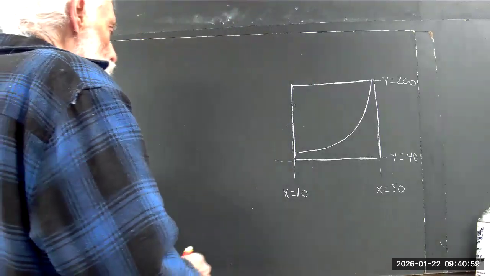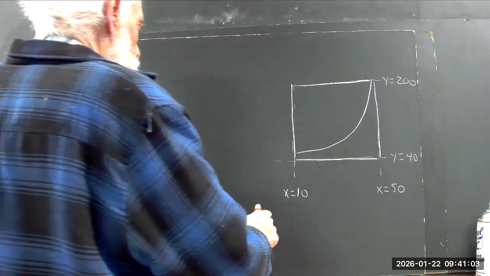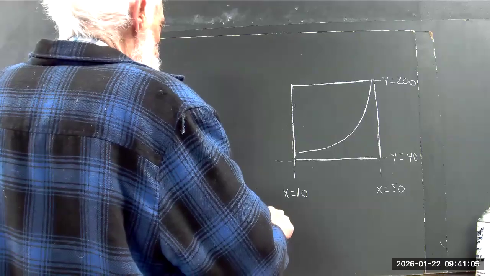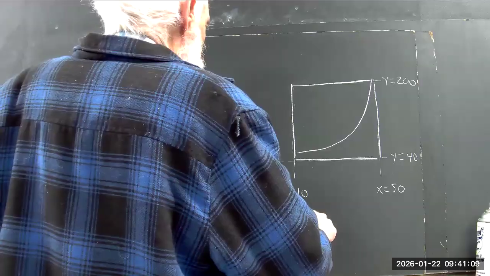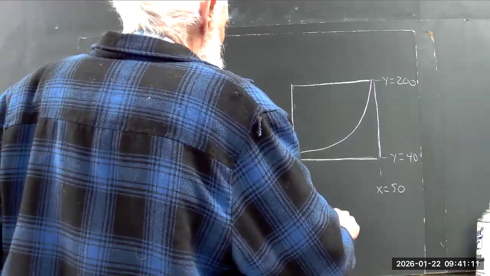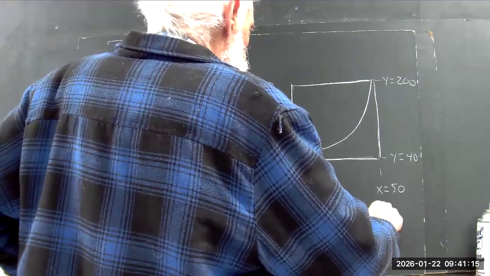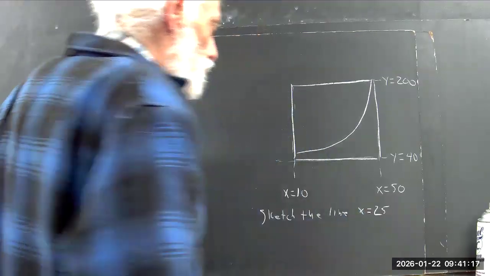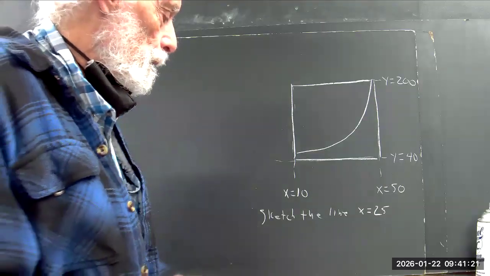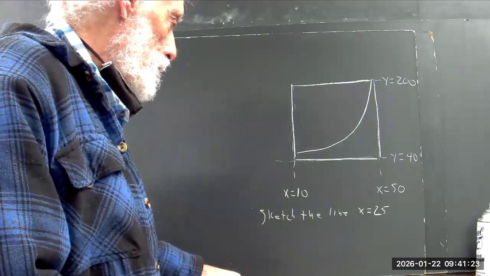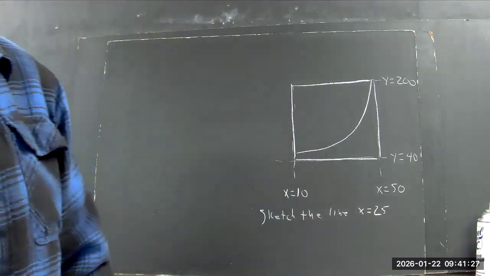Can you draw the line? Go ahead and make a copy of this in your paper. Can you sketch the line? x equals 25. Where do you think x equals 25 would be? Go ahead and make this picture, and then see if you can figure out where the line x equals 25 would be.